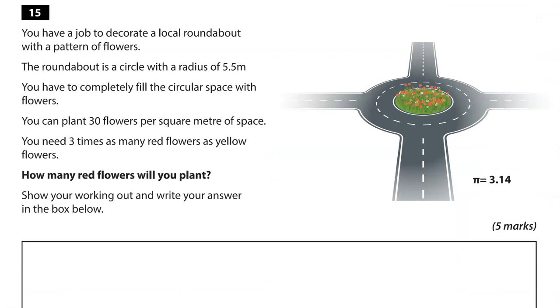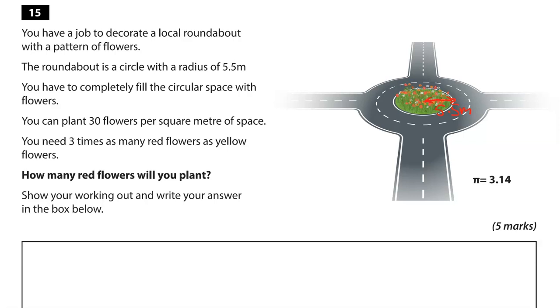You have a job to decorate a local roundabout with a pattern of flowers. The roundabout is a circle with a radius of 5.5 meters. So 5.5 meters is the radius. You have to completely fill the circular space with flowers. You can plant 30 flowers per square meter of space.